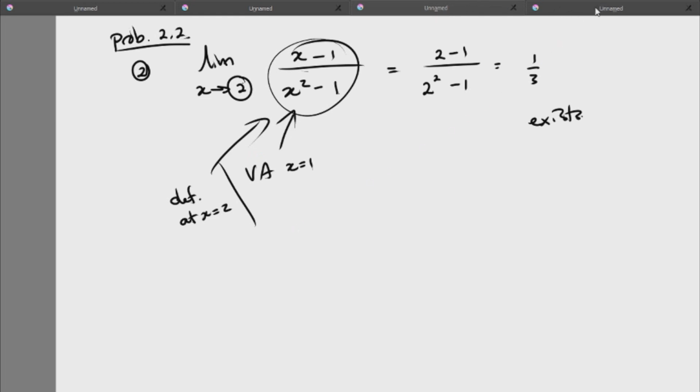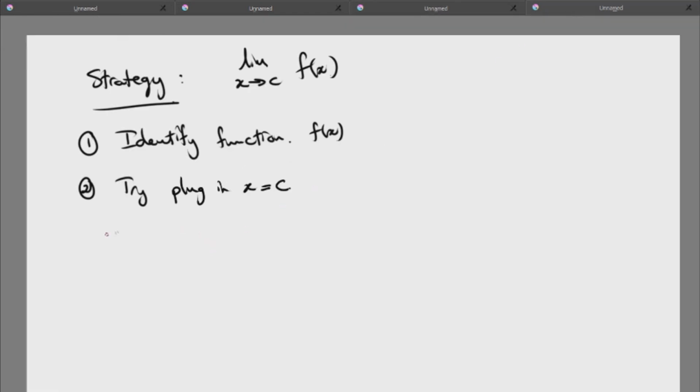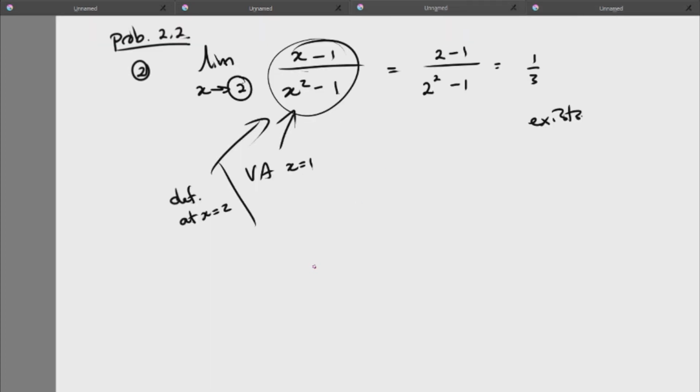But if that doesn't work, if the function is undefined at x equal to c, let's maybe take that one. Let's make it 2b. And let's change it to x approaching 1. Same function. So now let's make a different question where the x value in question is the problem one.